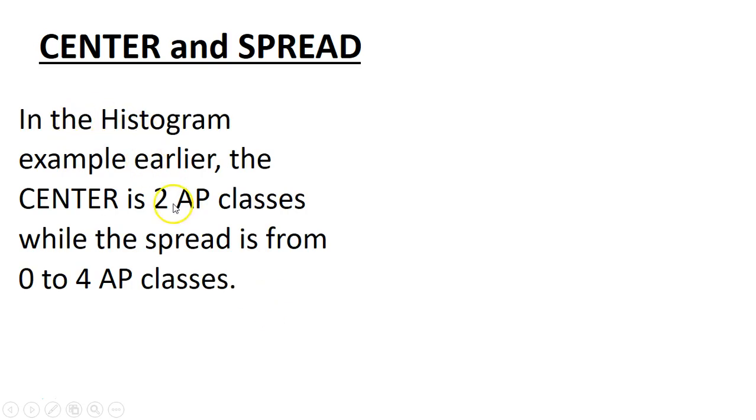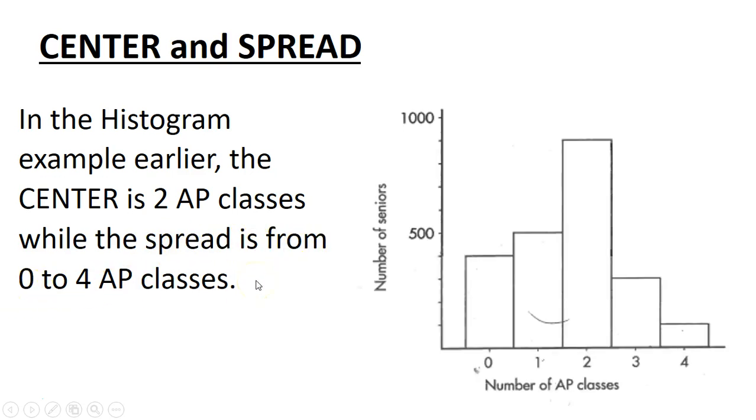So, in the histogram example earlier, the center is 2 AP classes while the spread is 0 to 4, right? This was the idea, right? The center right there in the middle, and the spread is from 0 to 4 AP classes. Got it? Right? Center, spread.